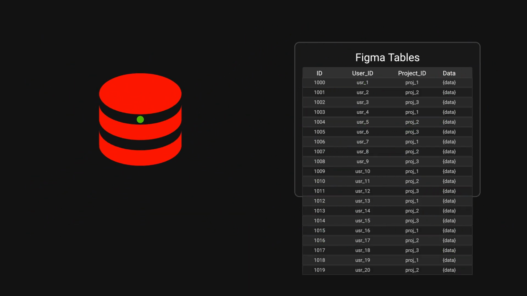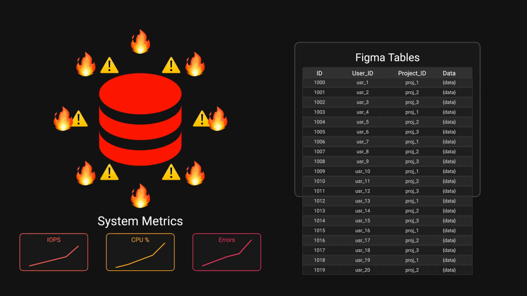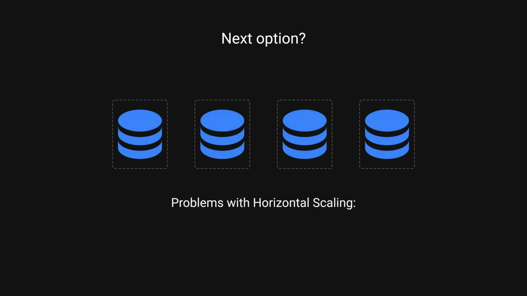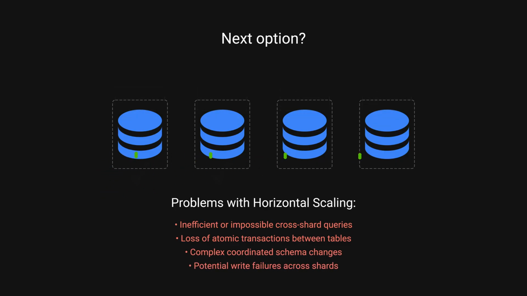Individual tables grew to several terabytes with billions of rows, too large for a single database. Postgres vacuum operations caused reliability issues, and their highest write tables were approaching Amazon's RDS max IOPS capacity. Horizontal scaling became the only option despite various problems that would come with it. Inefficient or impossible cross-shard queries, loss of atomic transactions between tables, complex coordination of schema changes, and potential write failures across shards. However, Figma knew that it was time.